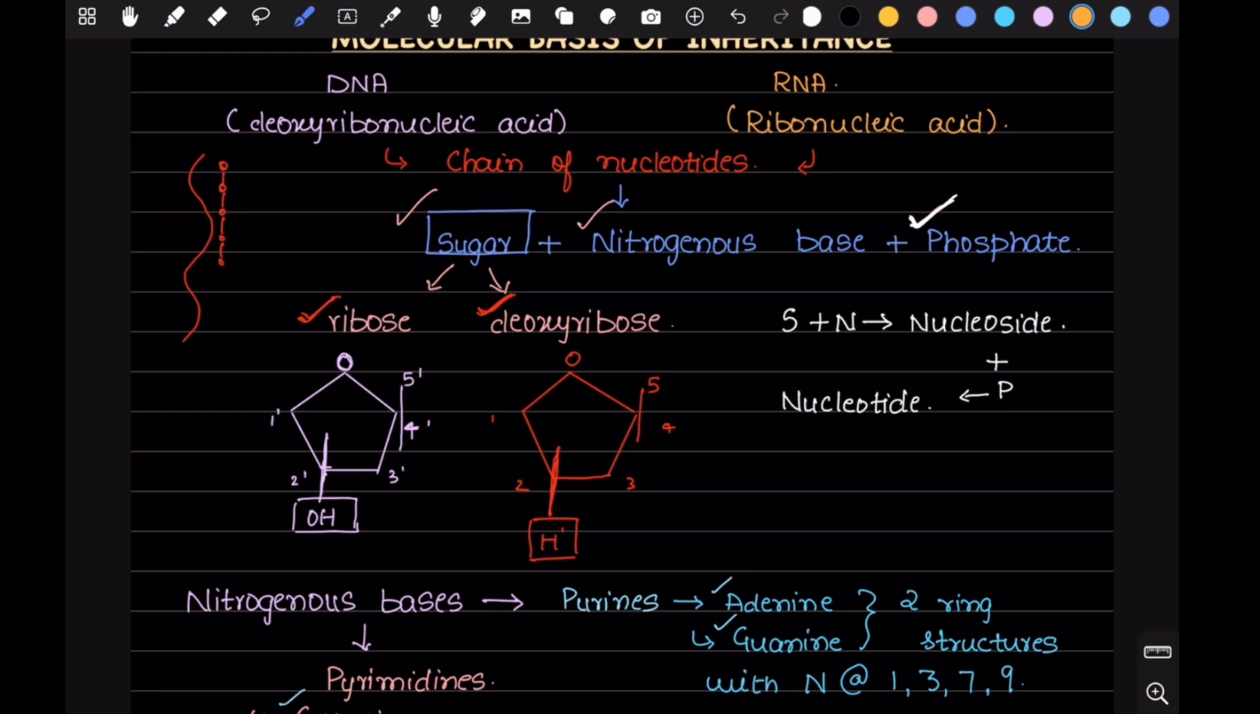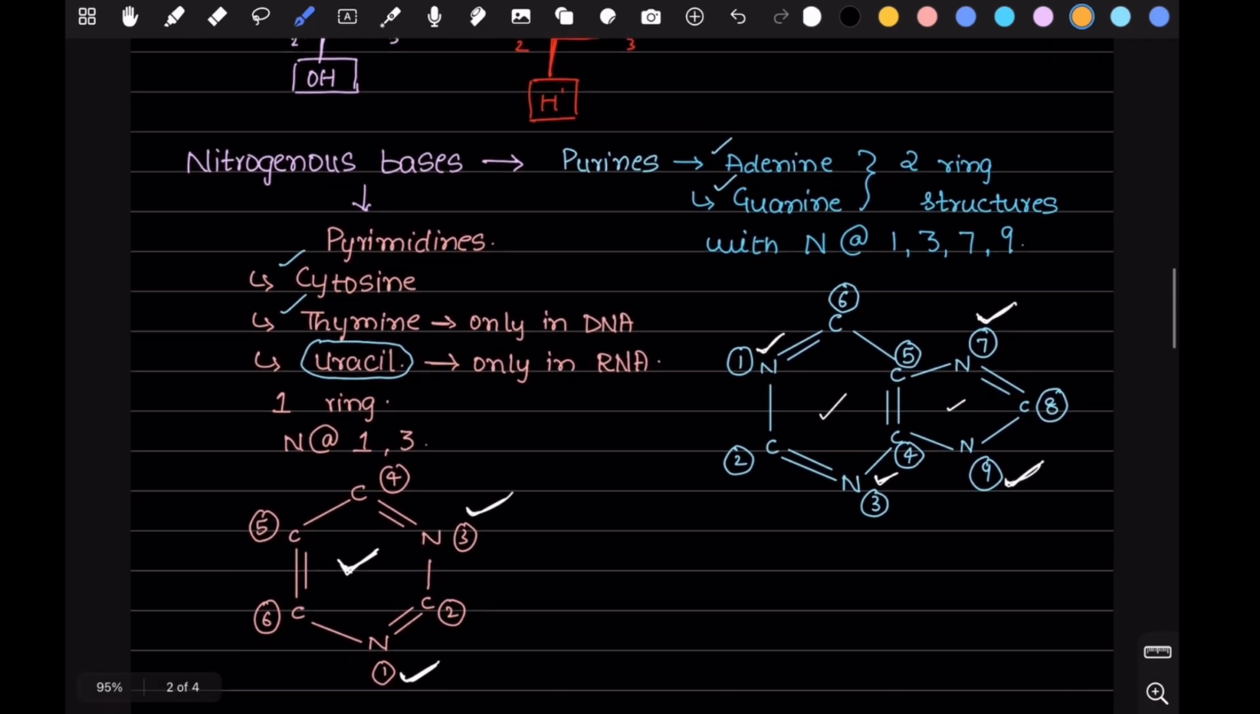So the nucleotides are made up of sugar, nitrogen base, and phosphates. The sugar is of two types, ribose and deoxyribose. As I told, the DNA consists of deoxyribose and the RNA consists of ribose sugar. The nitrogenous bases again are of two types, purines and pyrimidines. The purines are adenine and guanine. Both are common in DNA and RNA. Purines are two-ring structures with nitrogens at first place, third place, seventh place, and ninth place. Then pyrimidines are single ring structures only.